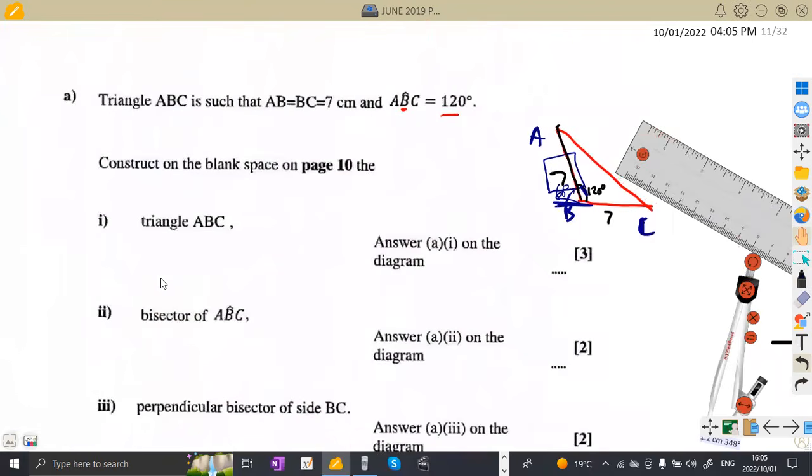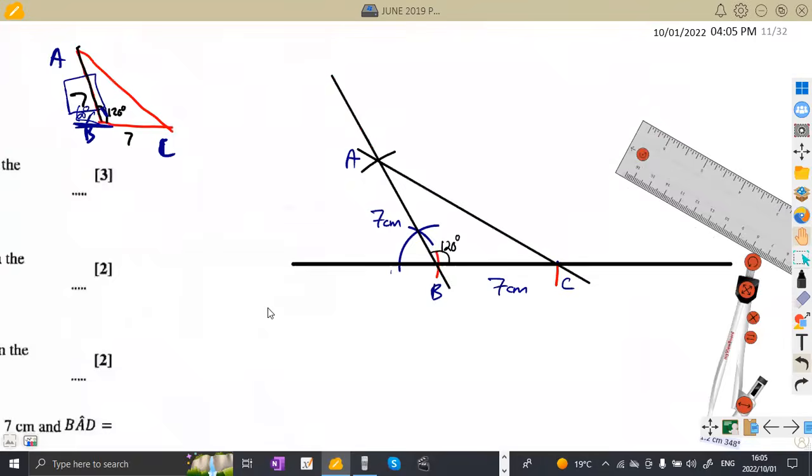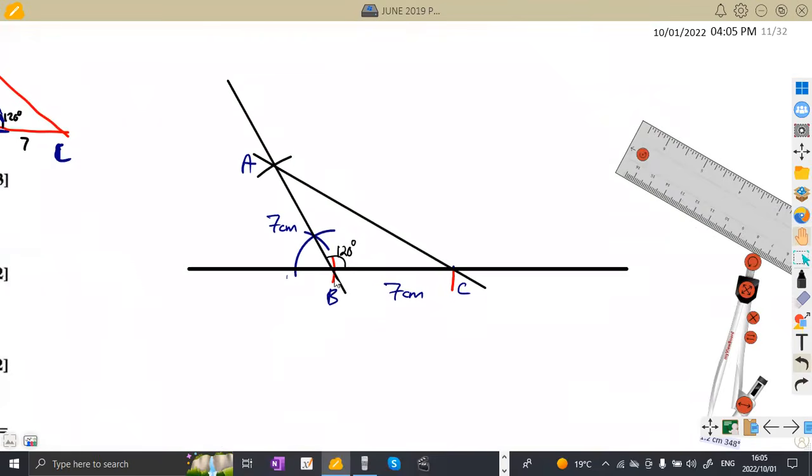After constructing this triangle, now the item is to construct the bisector of ABC. So the bisector, that is to divide ABC into 2 equal parts. That is our ABC in this case. Yes, we're going to bisect this angle.